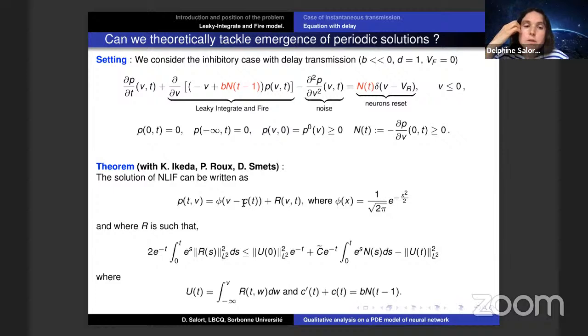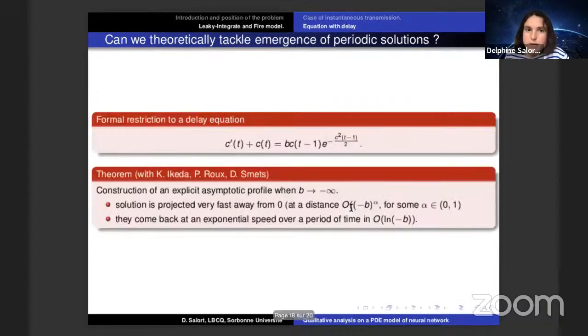So now if you want to control the dynamic of P, we have to determine what C is. The problem is that if we look at the equation of C, we do not have a closed equation. And we want to have a closed equation. And for this, what we have done, this is a heuristic. We have said, okay, assume that R goes very fast to 0 when b goes to minus infinity. If it is the case, then approximately C of t will satisfy this closed equation. So this means that we have reduced our PDE, at least asymptotically, to a delay equation on C.